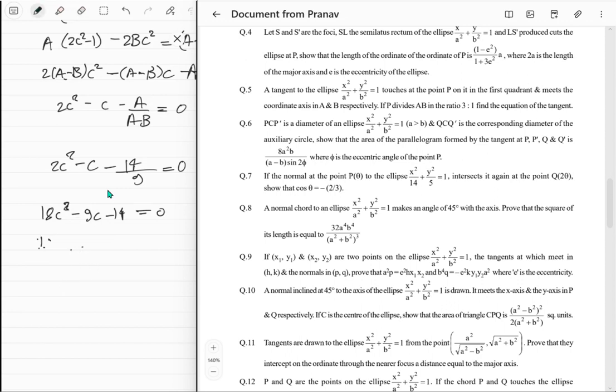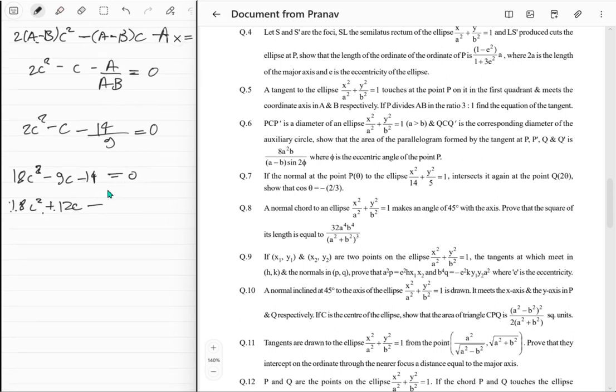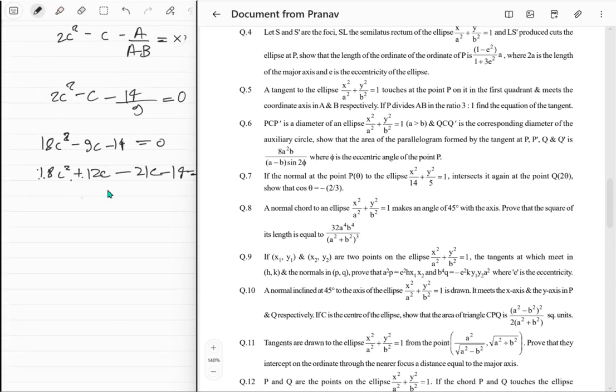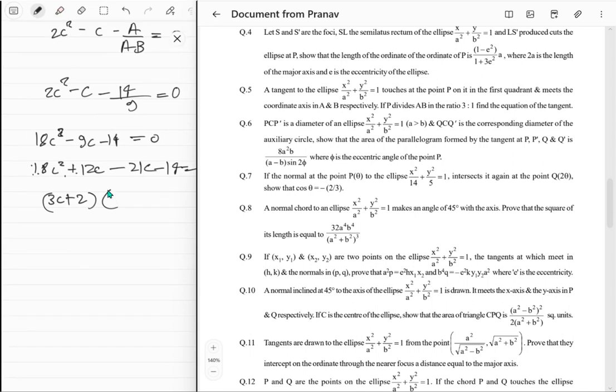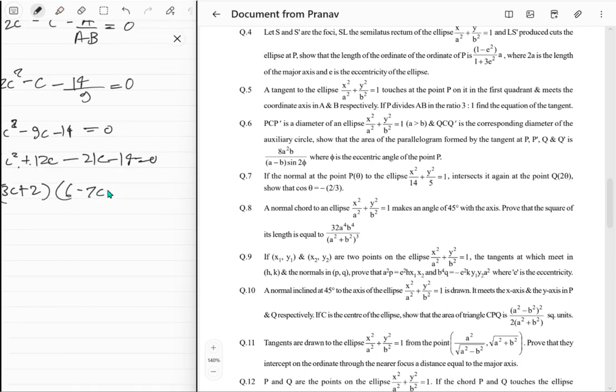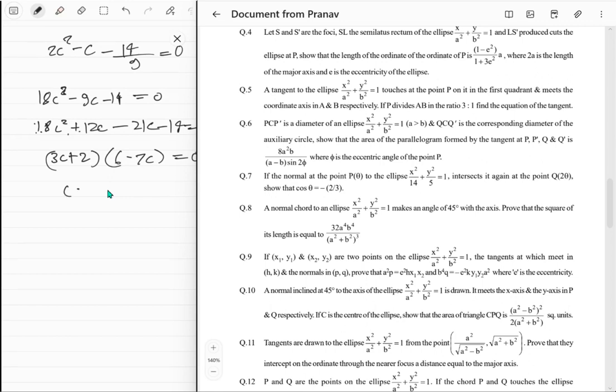Now let's do it. 18c squared plus 12c minus, it's got to be 12 plus 9, which is 21, minus 21c minus 14 is equal to 0. And we just want like 3c plus 2. So 3c plus 2, and then we got 6 and minus 7c is equal to 0. So either c would be just negative 2/3 or c is equal to 6/7. But wait, both of these actually work, right? So that's one possibility. You could also have this thing.